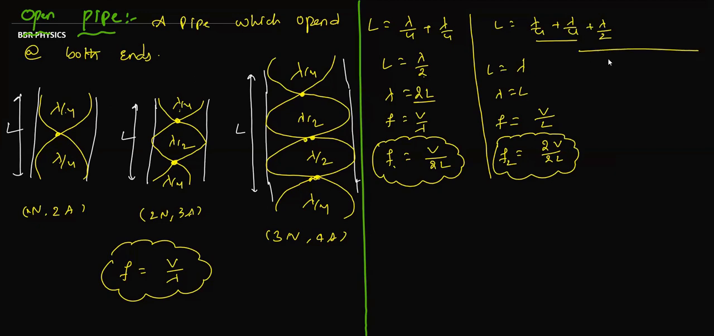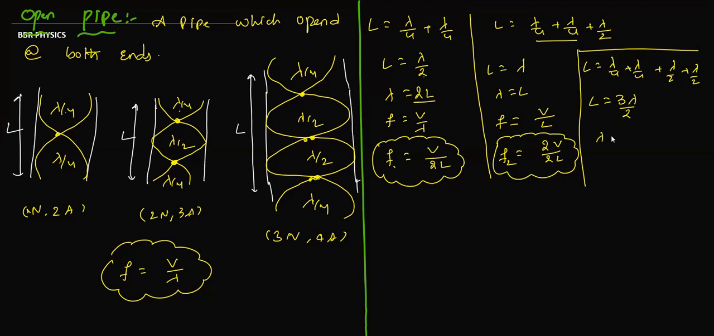Next, the third case we're going to discuss here. What is the third case? L can be balanced by lambda by 4, lambda by 4, lambda by 2, lambda by 2. Therefore, L equal to, first one is lambda by 4 plus lambda by 4, then lambda by 2 plus lambda by 2, plus lambda by 2 plus lambda by 2. Observe here carefully. Lambda by 4 plus lambda by 4, that's nothing but lambda by 2. Lambda by 2, lambda by 2, lambda by 2. So L equal to 3 lambda by 2, which we got.